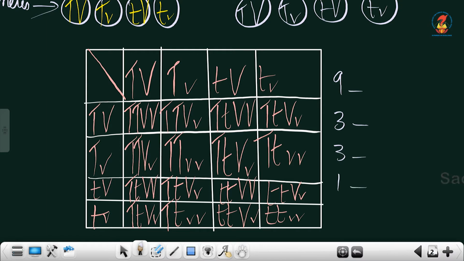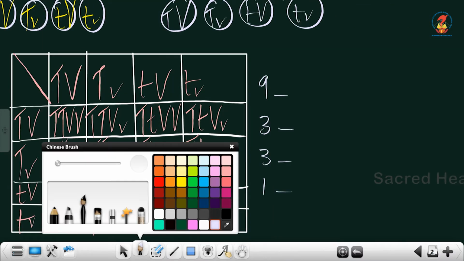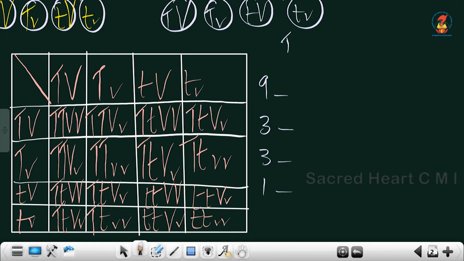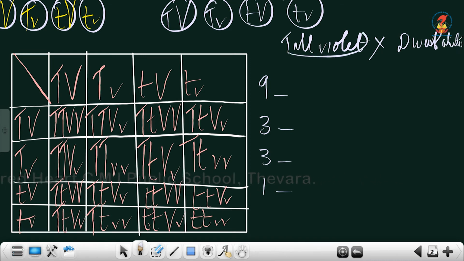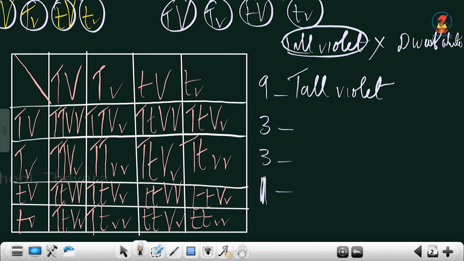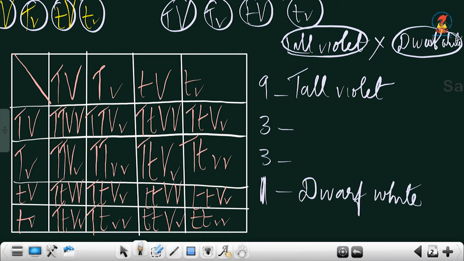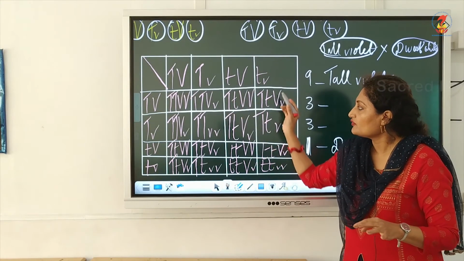individuals under the following categories, for example, what were the initial parents? I told you tall violet. How did we start? Tall violet was crossed with dwarf white. So remember, 9 will be of the dominant character. So 9 of them will be tall violet. And the smallest number, 1, will be the dwarf white, the recessive trait.